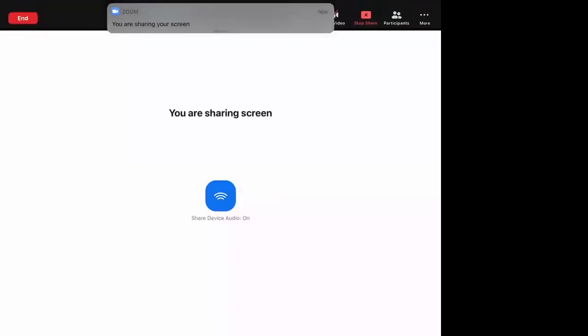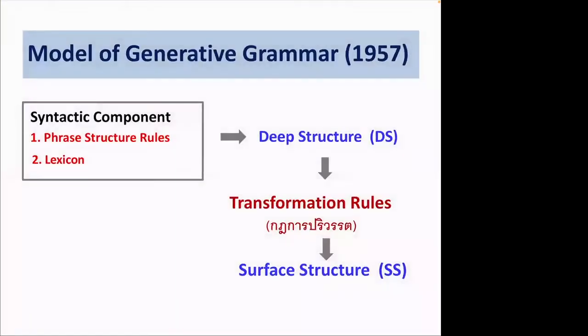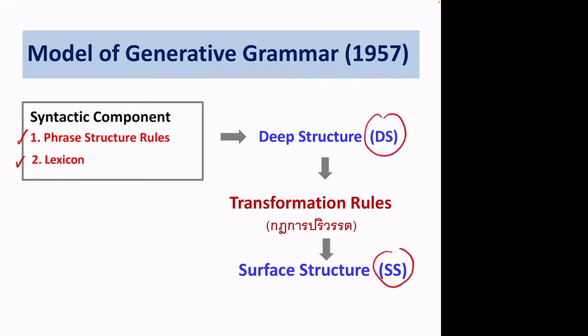Hi, everyone. In this video, I'm going to show you WH question transformation. So let's get started. I'm going to start with the generative transformational grammar model, which is something like this. We are done with the phrase structure rules and the lexicon, which are the two components of the syntactic component. So I am now going to move to the deep structure and surface structure, or the DS and SS.